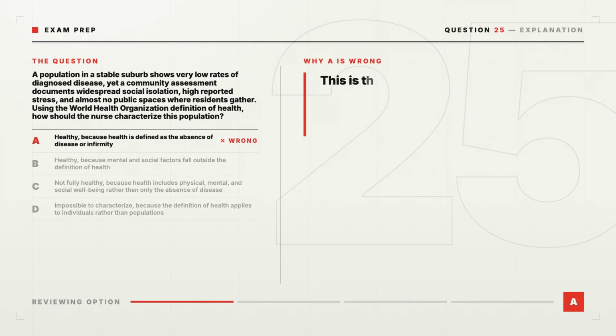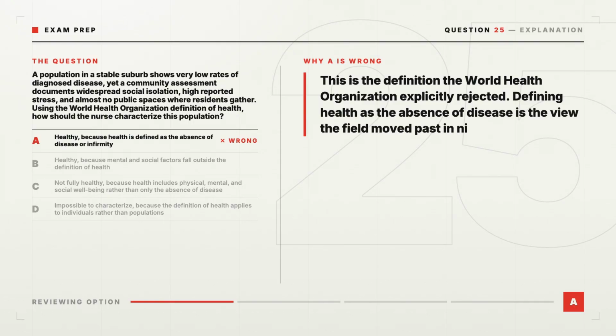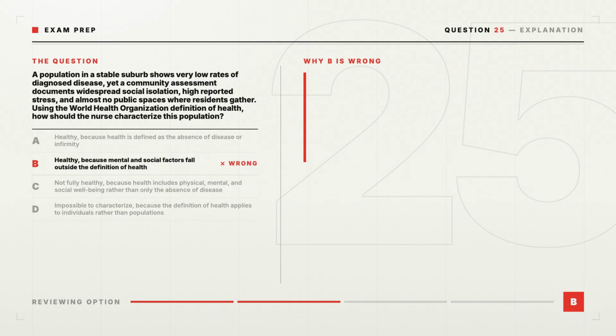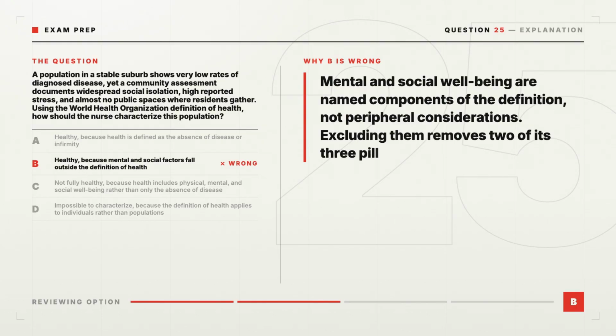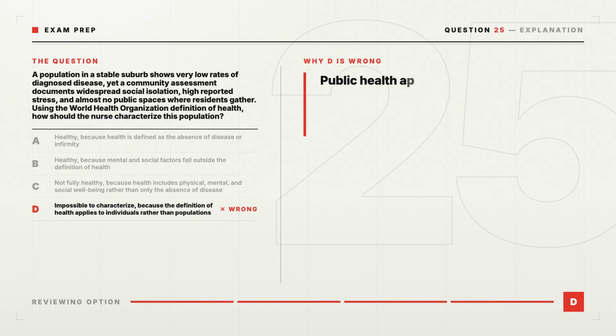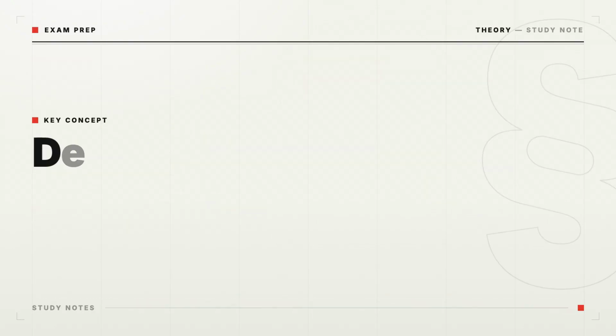A is wrong because this is the definition the World Health Organization explicitly rejected. Defining health as the absence of disease is the view the field moved past in 1948. B is wrong because mental and social well-being are named components of the definition, not peripheral considerations. Excluding them removes two of its three pillars. D is wrong because public health applies the definition to populations routinely, and community assessment exists to measure health across all its dimensions at the population level.